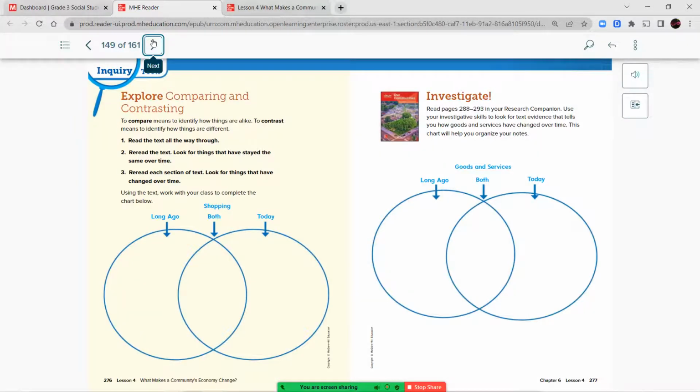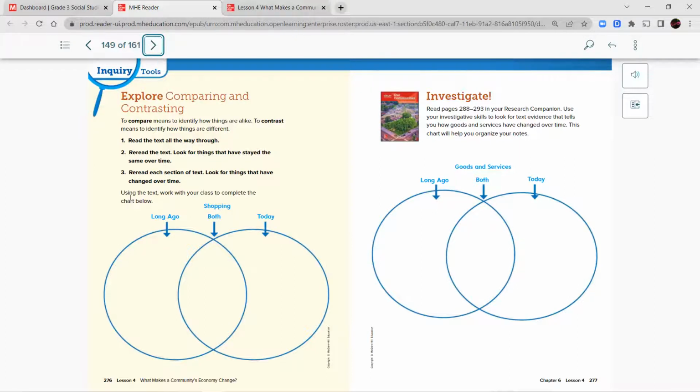All right, let's go ahead and look at our graphic organizer here. Now, in our graphic organizer, we're going to focus on comparing and contrasting. Now, what does that mean? When we're comparing, we're looking at how things are the same. And when we're contrasting, we're looking at how things are different. So for this particular section, we're going to look at what shopping was like long ago and how it was like today, and what's the same and what's different.